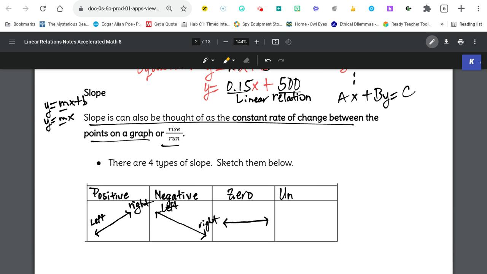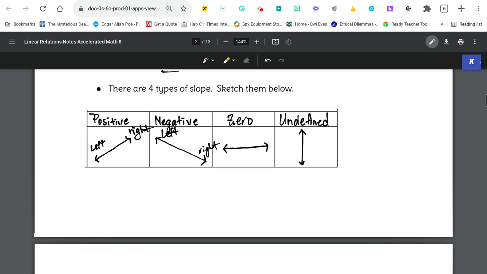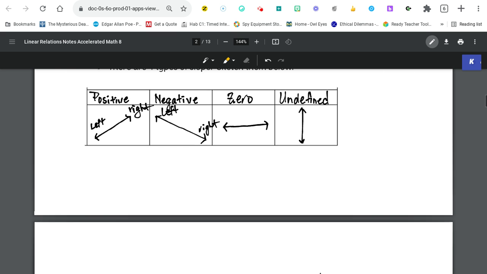And then there's something called an undefined slope. An undefined slope is like the wall. The wall, it's straight up. If you run your hand against the wall, it's straight up and down. That's an undefined slope, which means basically slope doesn't exist for it, all right? All right, those are your 4 types of slopes.